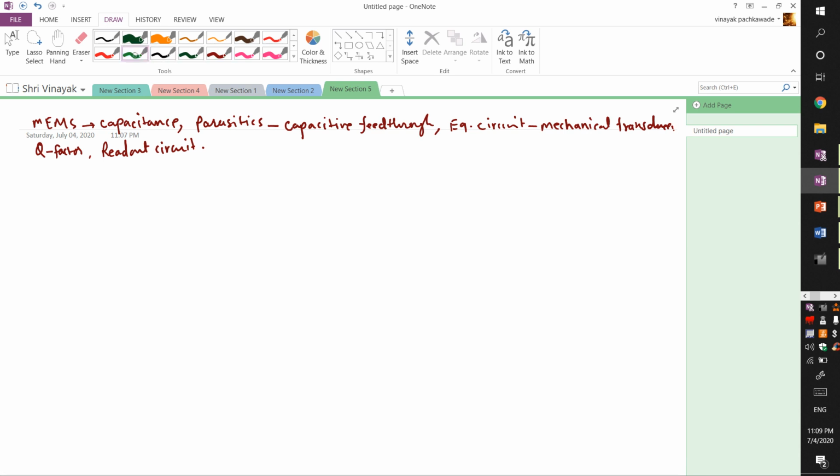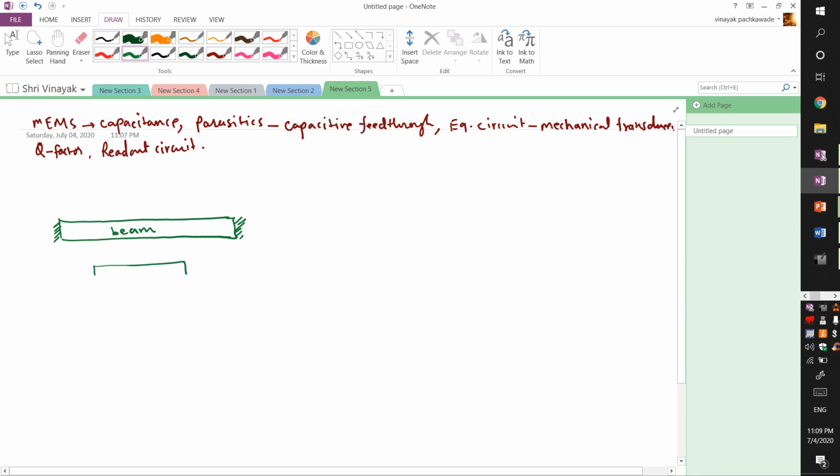So to begin with, let us take a simple example of what is a mechanical transducer and how it makes a transduction via capacitance change. So for example, this is a simple beam, and let us say it is clamped at both the ends right over here, and beneath this beam we have an electrode which we are going to use to drive this beam into vibration.